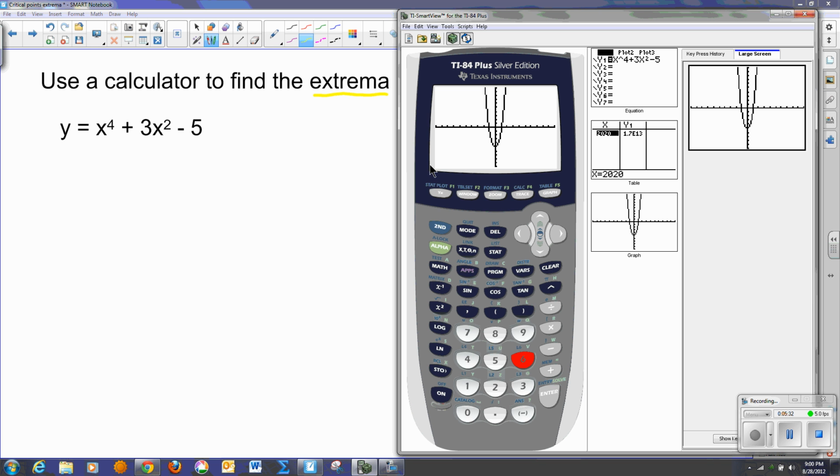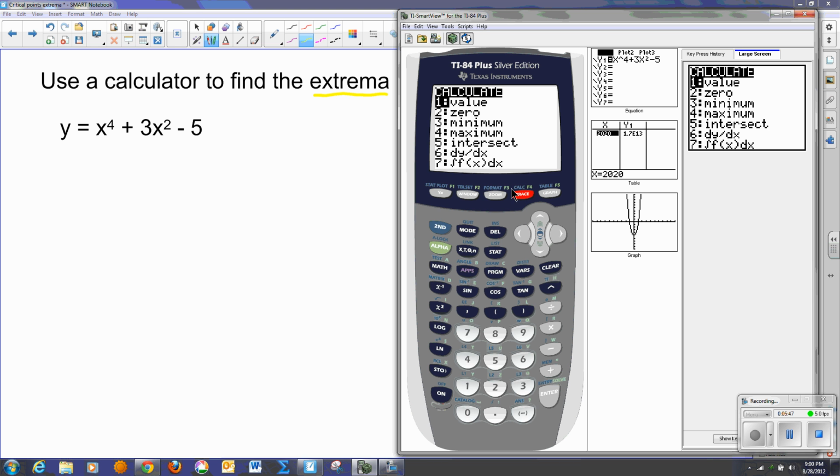So what I need to do then is I need to find where the low point of this graph is. To do that, we're going to look for the minimum value. I will hit second and the trace button, which has calculate above it, and it says find my minimum value, 3.